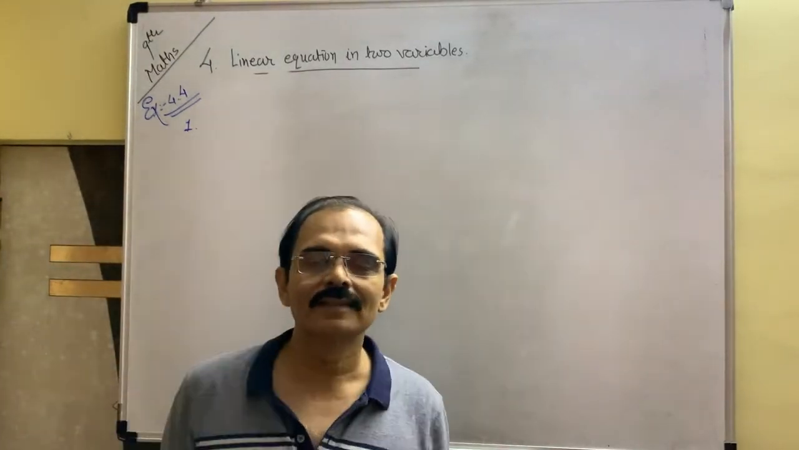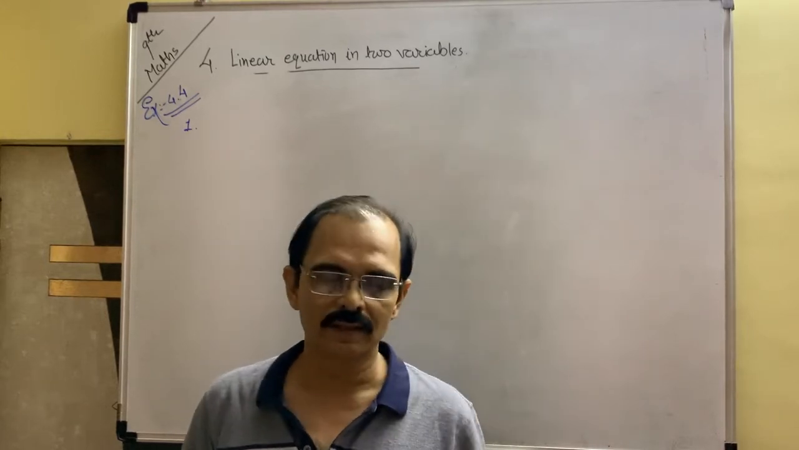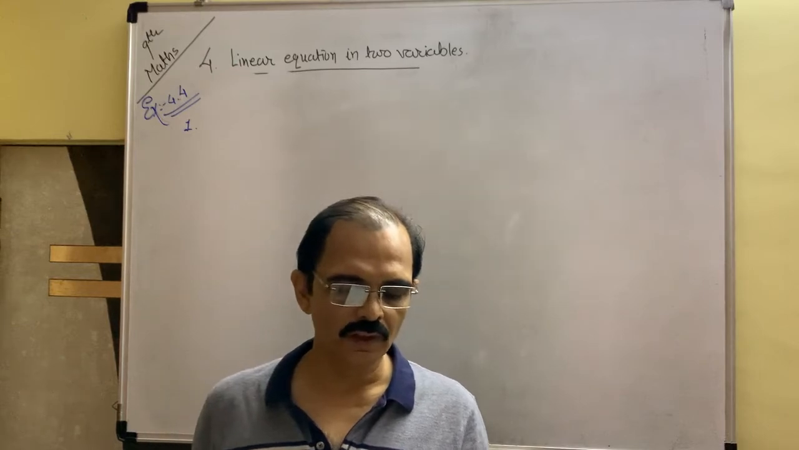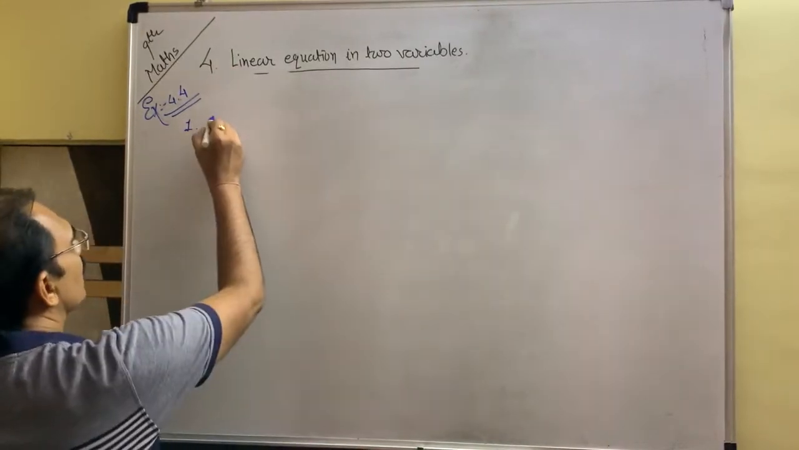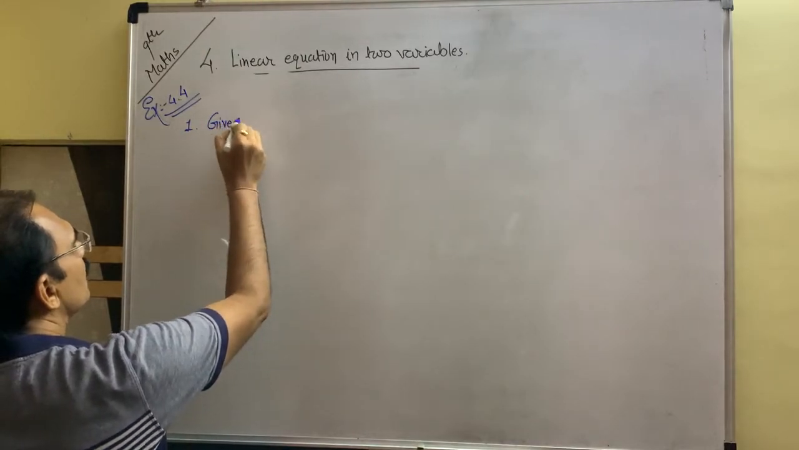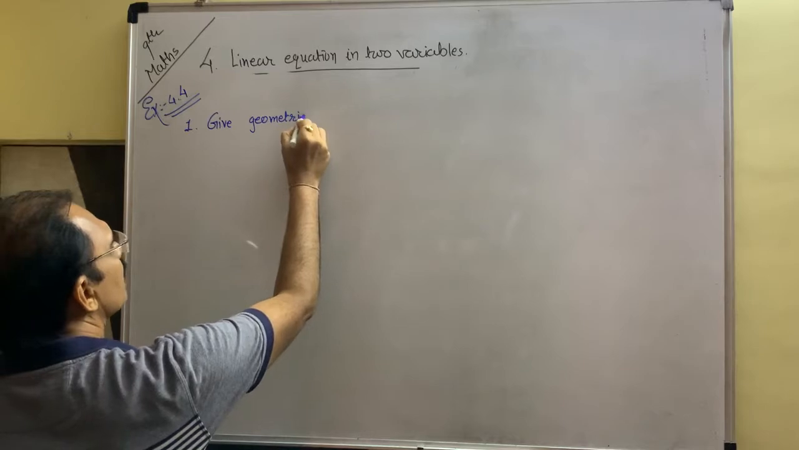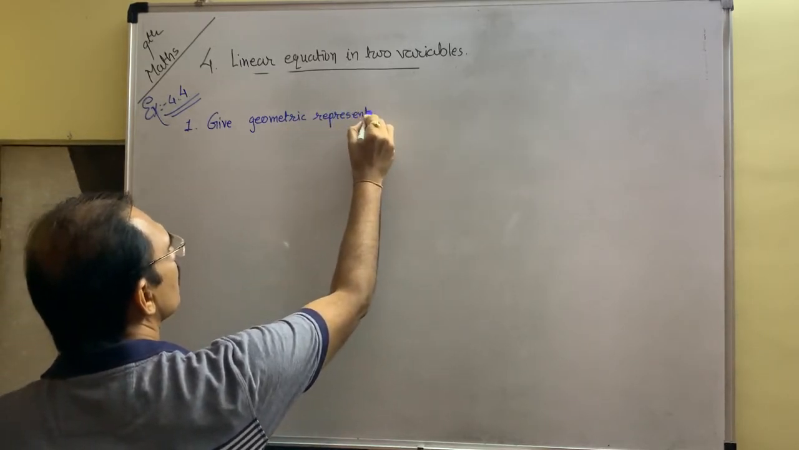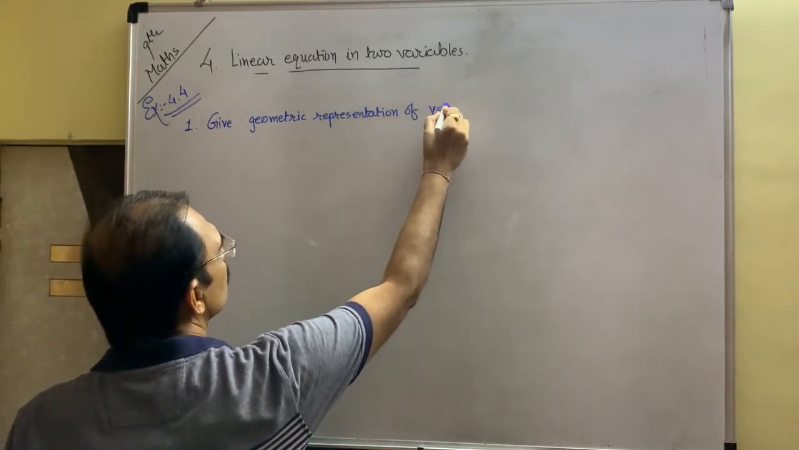Let us start your last exercise, exercise 4.4. Only two sums are there. See properly. Give the geometric representation of y equals to 3 as an equation.